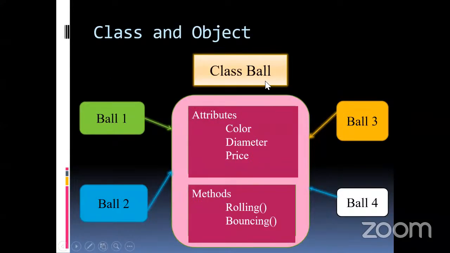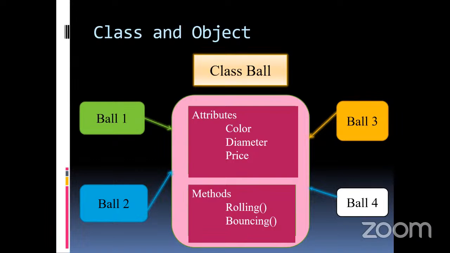Under the ball class, what can I keep in the ball? There may be some attributes and there may be some methods. The attributes are nothing but the properties of the ball. The behavior of the ball will be considered as the methods. So what are all the attributes of the ball? This is my assumption. You can give whatever you like.